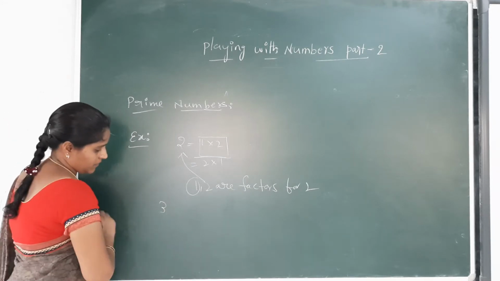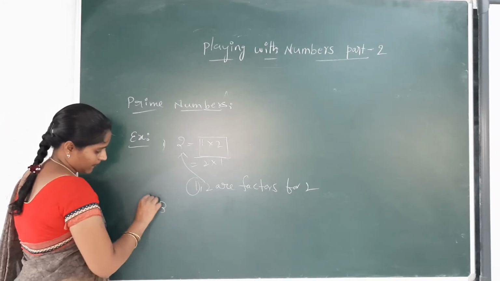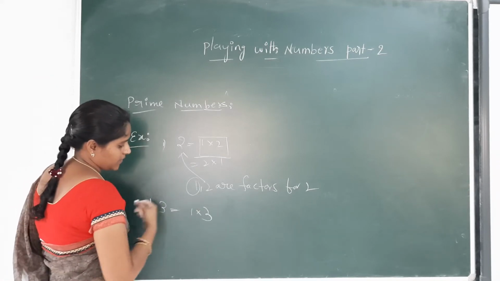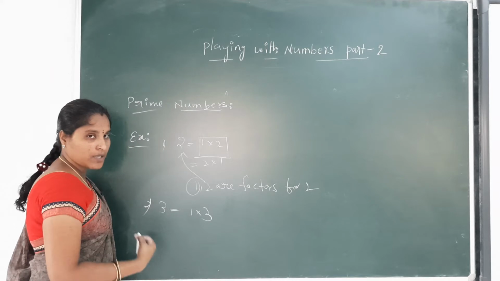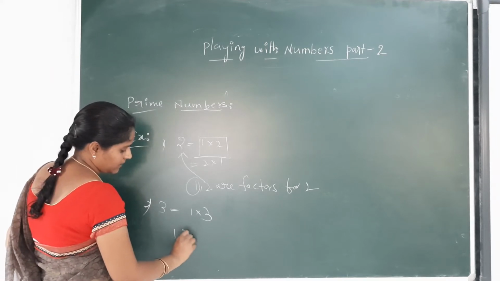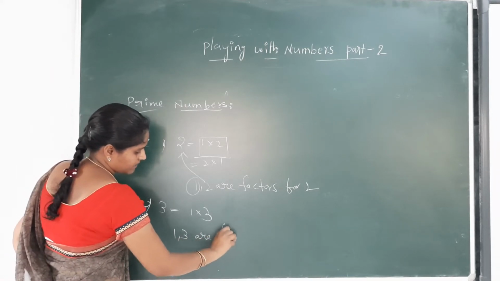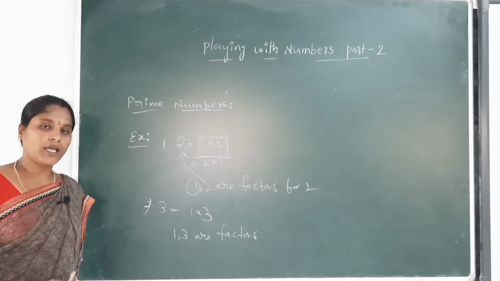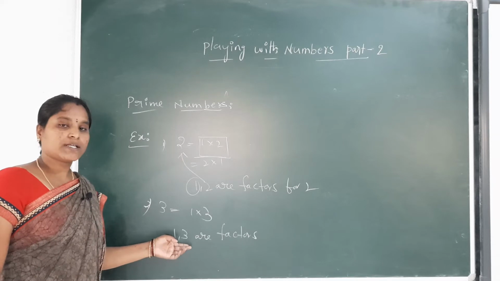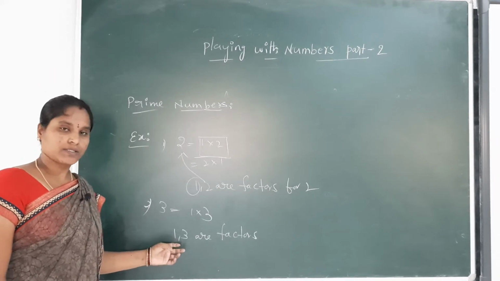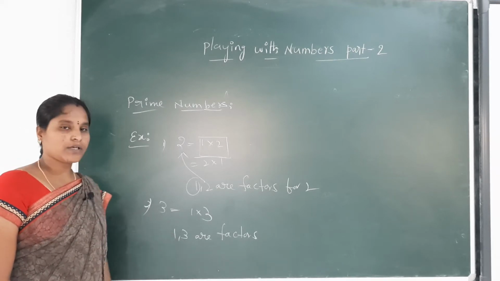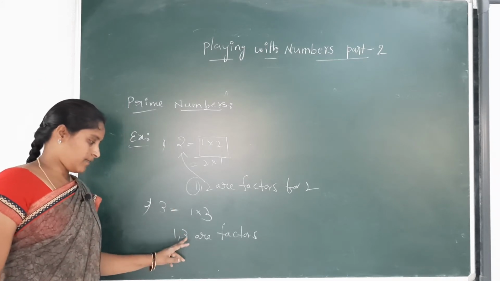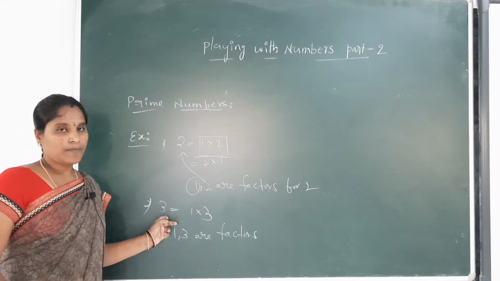Next, 3. What are the factors of 3? 1 threes are 3, 3 ones are 3, both are the same, no? 1 is enough. 1 and 3 are factors. Here 3 has only 2 factors, 1 and 3. So 3 is also a prime number. Having only 2 factors, that is, 1 and itself, the given number is a prime number.